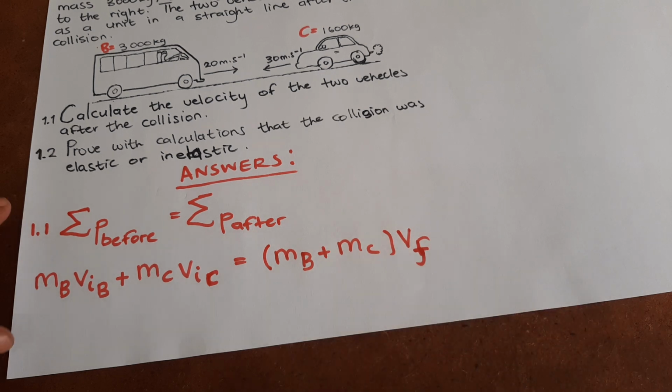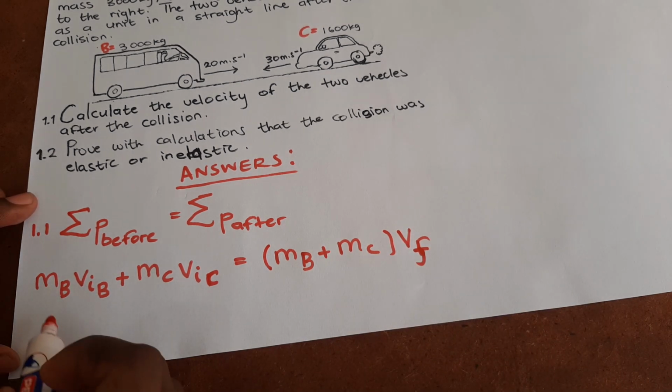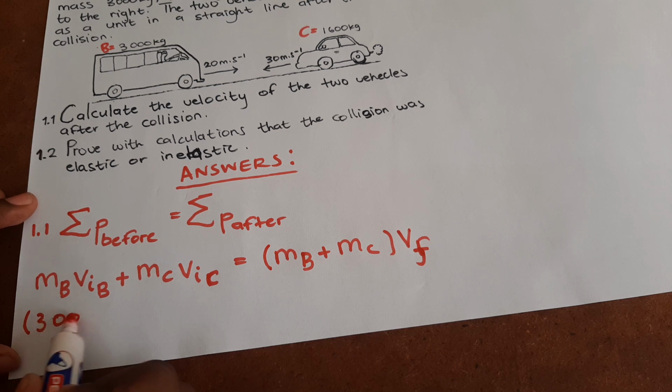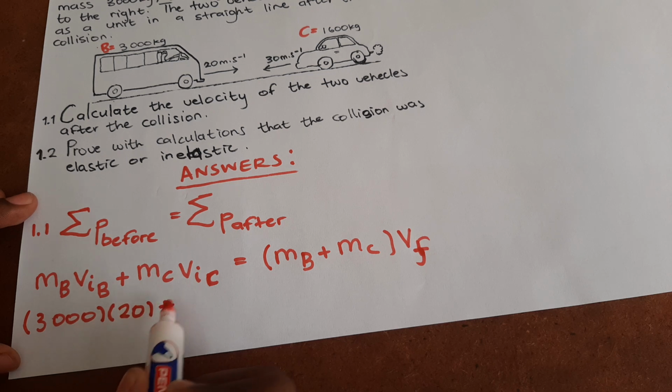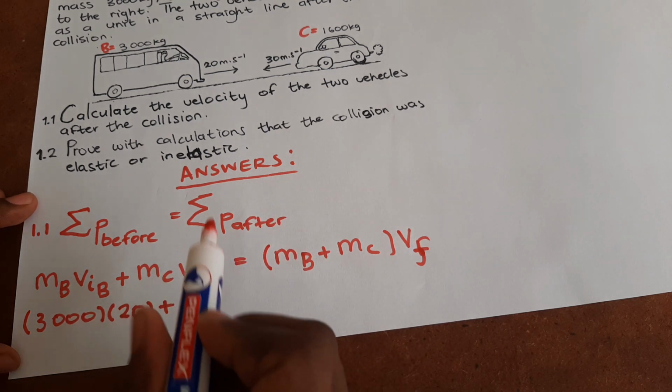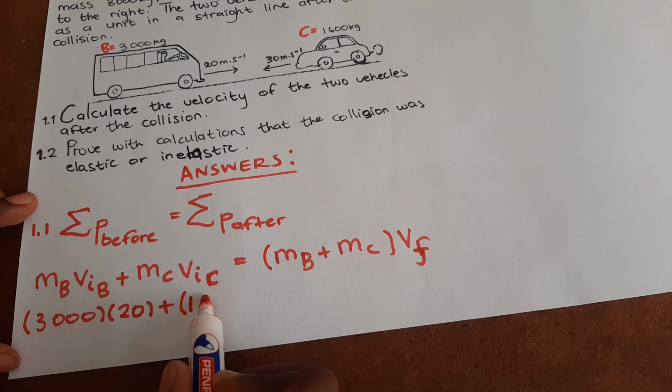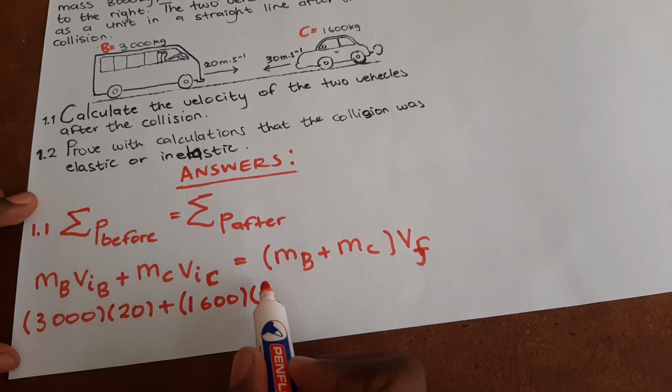Let's substitute right now. The mass of the bus is 3,000 kg multiplied by the initial velocity of the bus, which is 20 meters per second, plus the mass of the car. What's the mass of the car? 1,600 kg, multiplied by the initial velocity of the car.